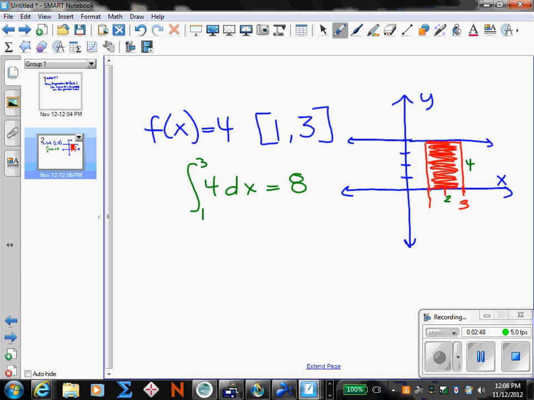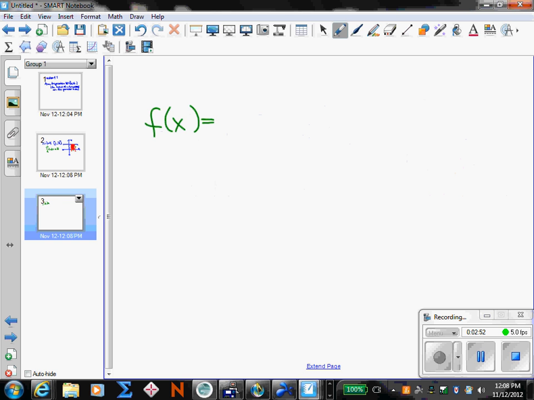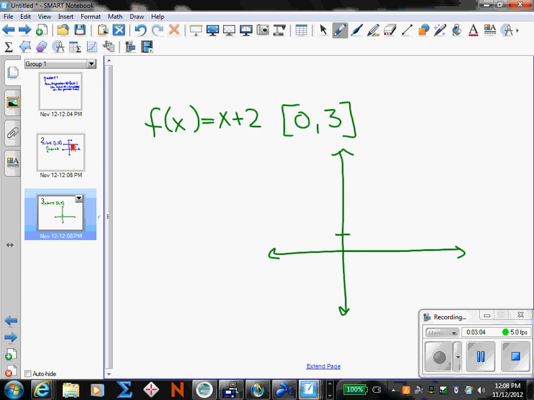Okay, let's look at another one. If our function is x plus 2 on the interval between 0 and 3, I am going to sketch a graph. X plus 2 is a line that goes through 0, 2. My slope is 1, so I go up 1, over 1, up 1, over 1. It's a line that looks like this. If I'm looking at it between 0 and 3, the area underneath the curve between 0 and 3 is going to be this shaded portion right here. What shape is that? Well, it is a trapezoid.